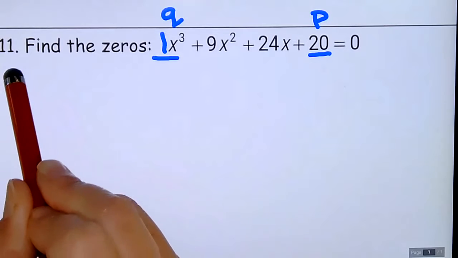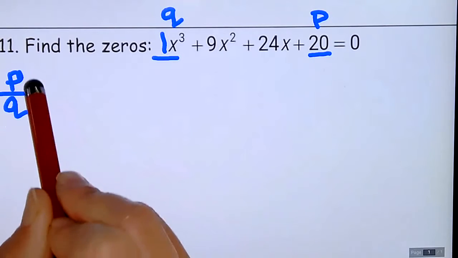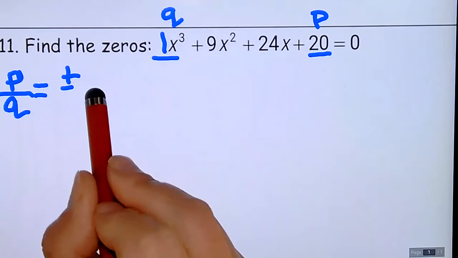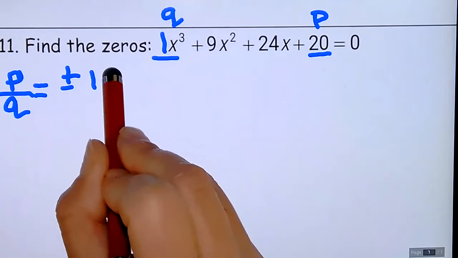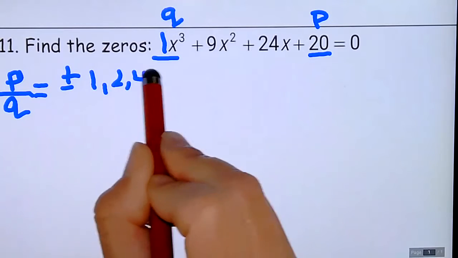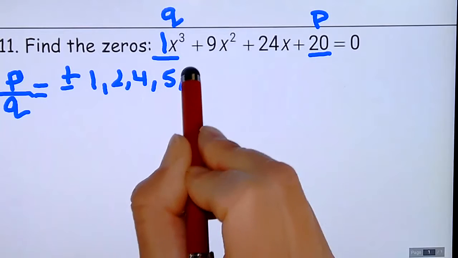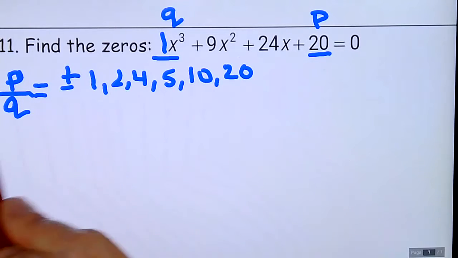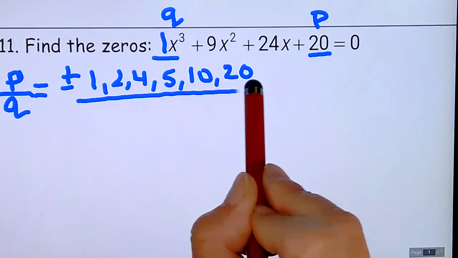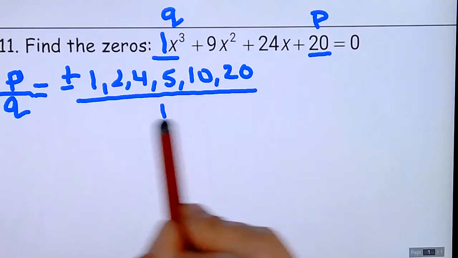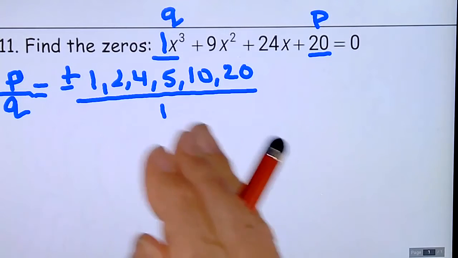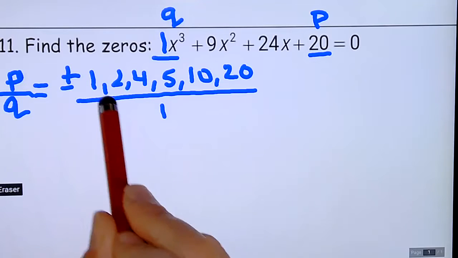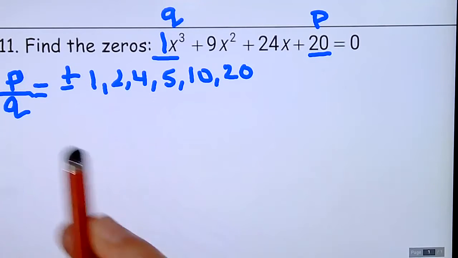So when I do P over Q, I am taking all the factors of 20 on top. And again, all of these are going to be plus or minus. Factors 1, 2, 4, 5, 10, 20. Okay. Now, again, all factors of 1 are 1. So really, I would be putting all these over 1, but that's just going to give me the same numbers. So I have integers, so I don't need that.